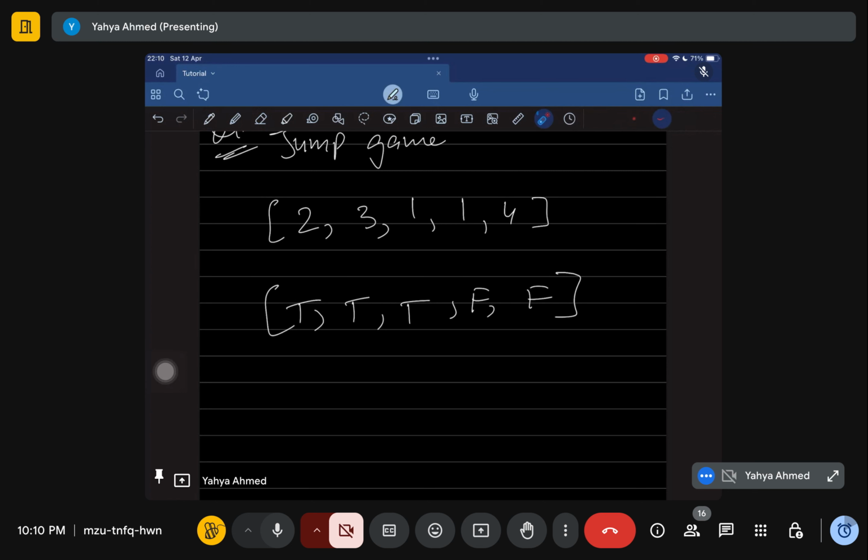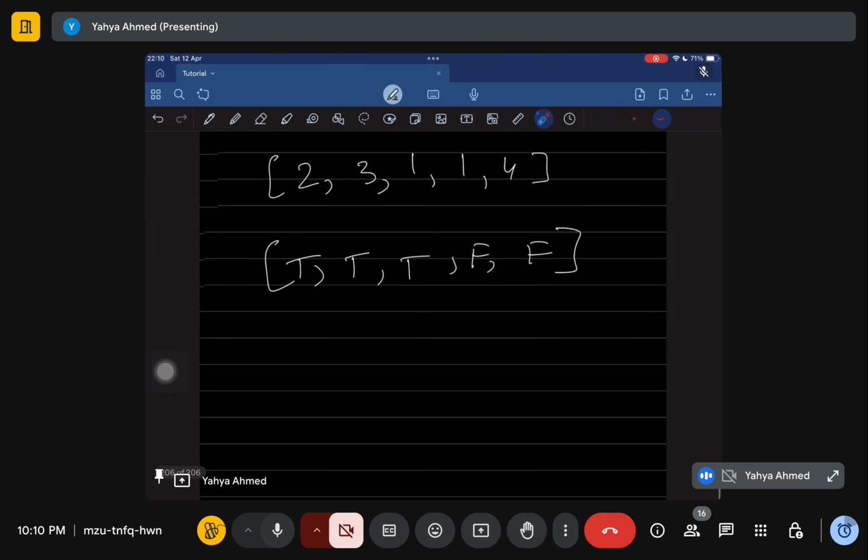Okay? And then you'd move forward to the next value and you'd make all the values in this range true. So this guy, and that guy. Okay? So this and this would become true. And that's basically a DP approach to solving this.